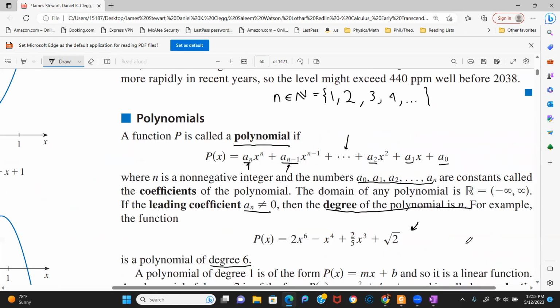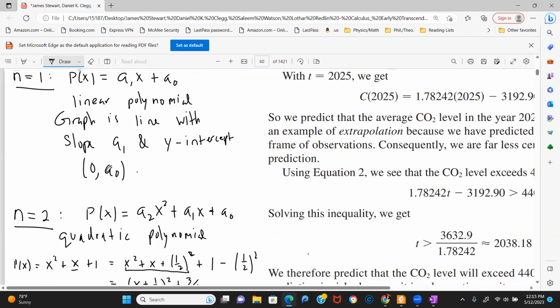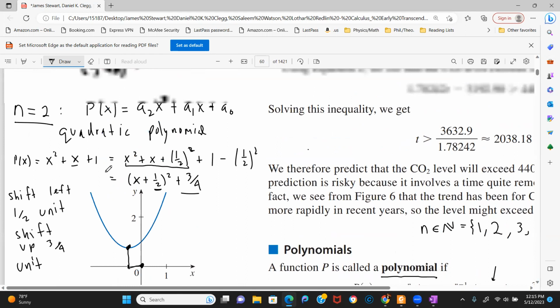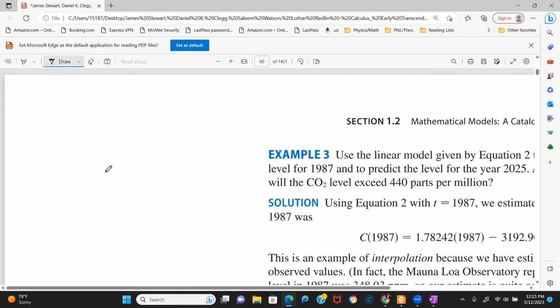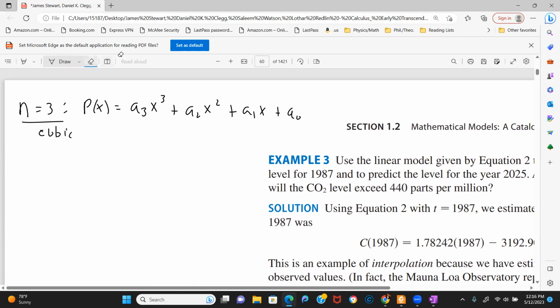So this is a polynomial in general, and really the only cases we're going to look at are linear polynomials, quadratic polynomials, and then sometimes even the n equals 3 case, cubic polynomials. So in this case, p of x is equal to a3 x cubed plus a2 x squared plus a1 x plus a0. This is a cubic polynomial.